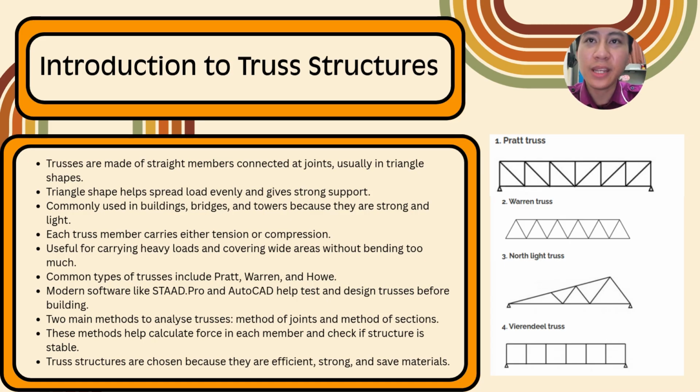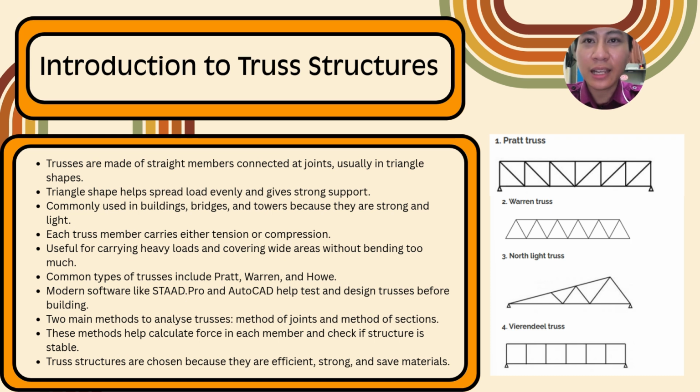The first topic in our literature review is the introduction to truss structure. A truss is made of straight members connected at joints and usually in triangle shape. The triangle shape helps spread load evenly and gives strong support. It is commonly used in buildings, bridges, and towers because it is strong and light. Each truss member carries either tension or compression, useful for carrying heavy loads and covering wide areas without bending too much. The common types of truss include Pratt, Warren, and Howe.